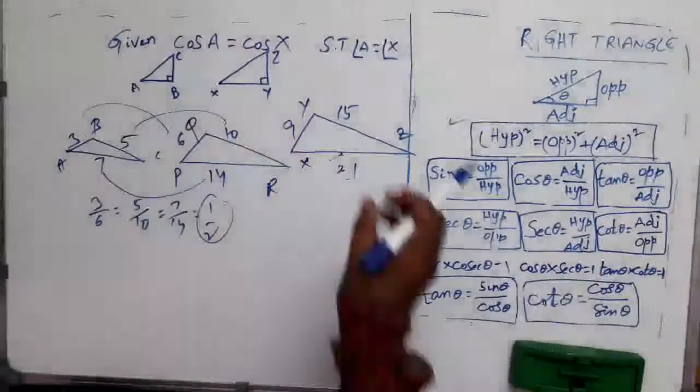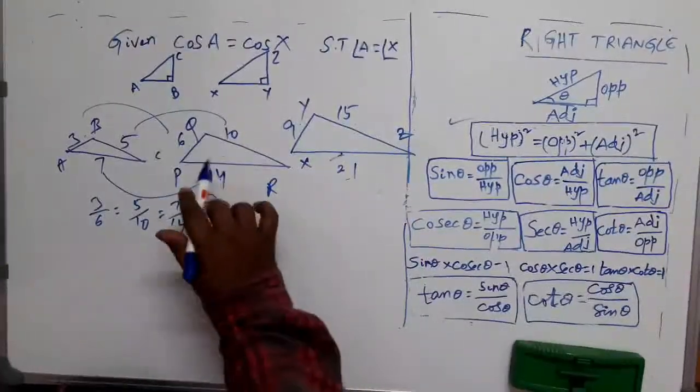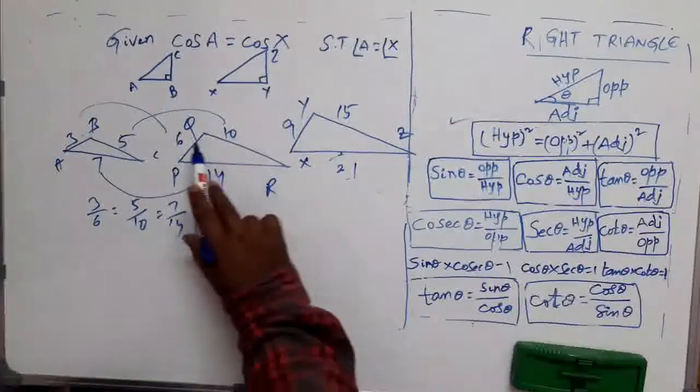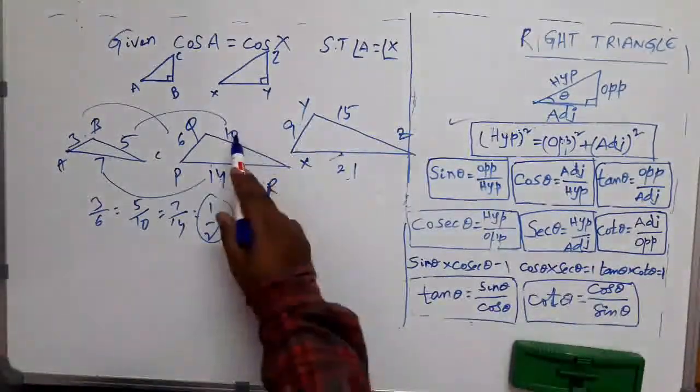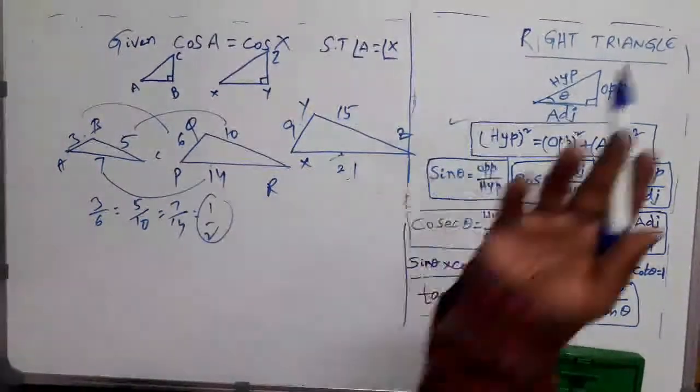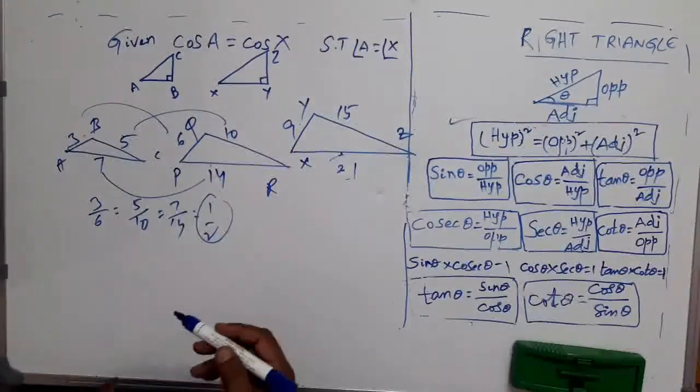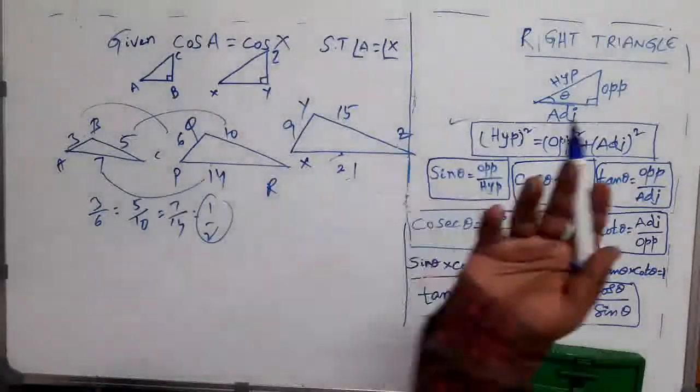Of course, these two also. 6, 9: 2 by 3 times, right? 6 by 9 is 2 by 3. 10 by 15 is also 2 by 3. 14 by 21 is also 2 by 3. See? So corresponding sides are in the same ratios.